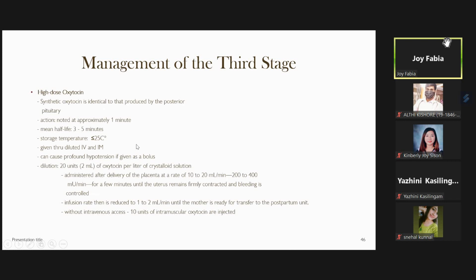Then we can give the oxytocin via diluted intravenous infusion or via intramuscular. Pag IV, it should be diluted. So what is the side effect? Kung masyadong bolus, if you give it too bolus, it can cause a profound hypotension. So the dilution is actually 20 units of oxytocin or 2 ml of oxytocin placed in a 1 liter of crystalloid solution.